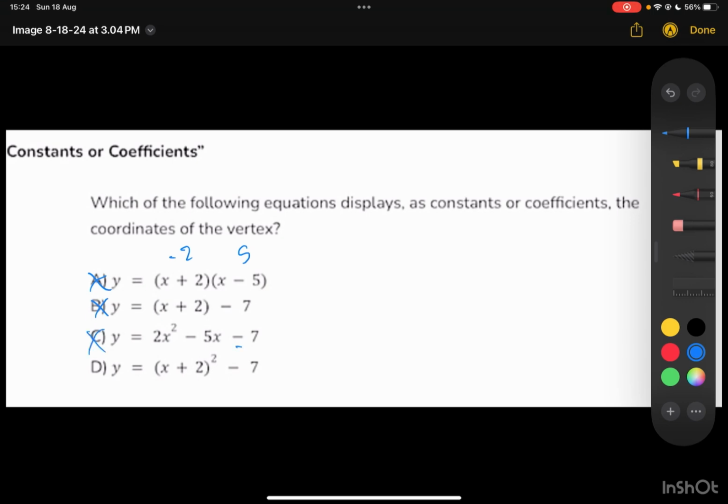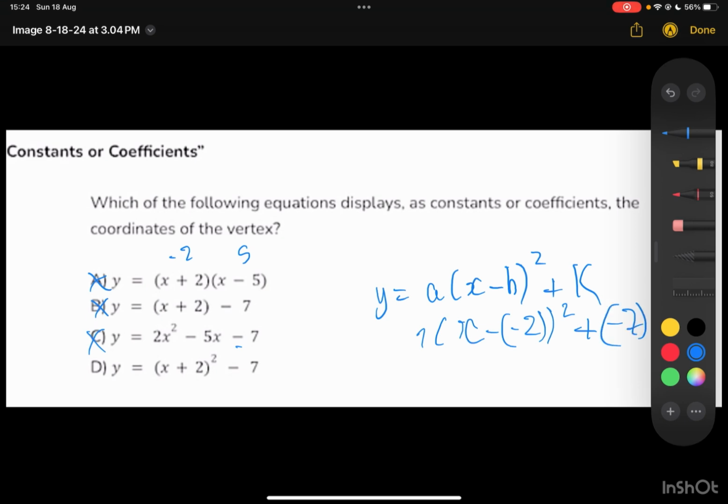So we're going to cross that out too. And for D, this is the example of an equation of a vertex, which is y equals a times x minus h squared plus k. So for this, a is going to be 1 times x minus 2 squared plus -7. So the coordinates for the vertex are going to be h, k. So h is going to be -2, k is going to be -7. So D is going to be the answer.